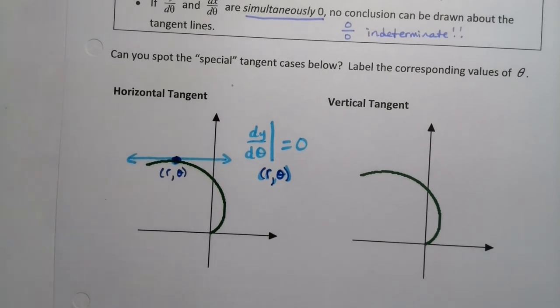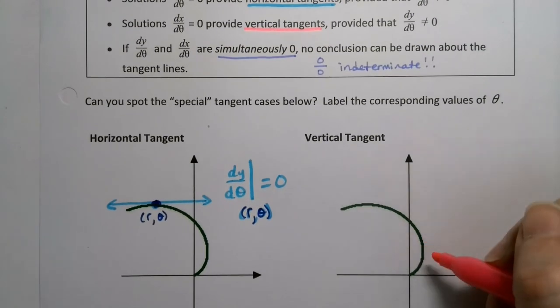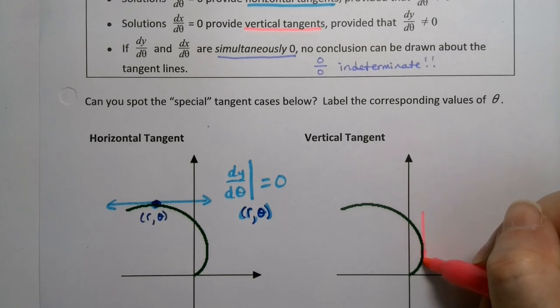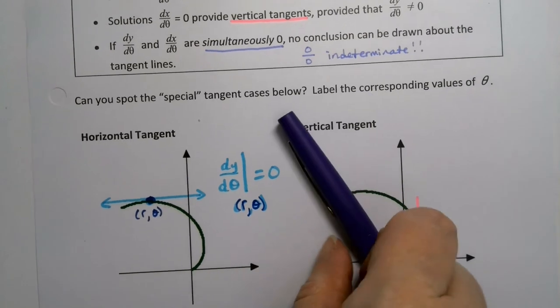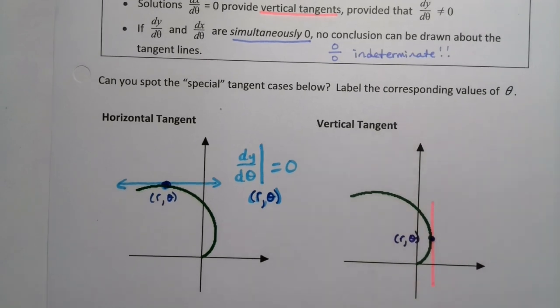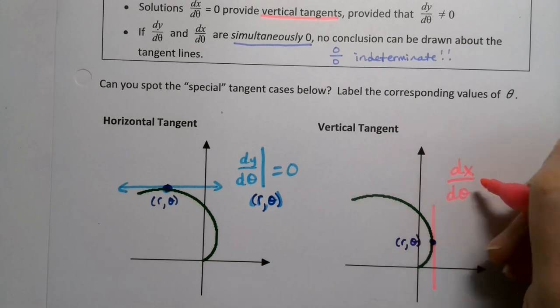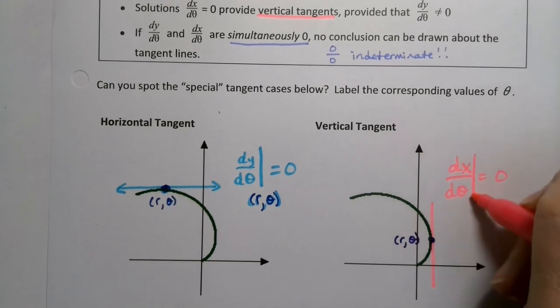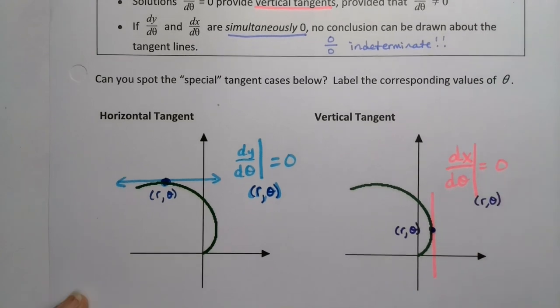Over on this side, a vertical tangent would happen right here at that point, right? And that point would be, whoop, my pen flew in my hands. So that would be r comma theta right there, right? Some point r theta. And then the derivative at that point, well, actually the dx d theta part would be equal to 0 at that point, r comma theta. That's what that vertical line means.